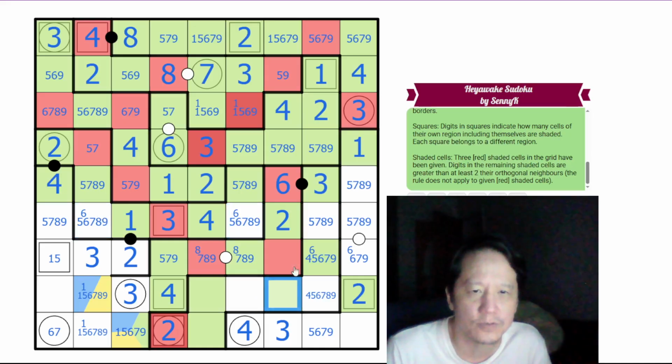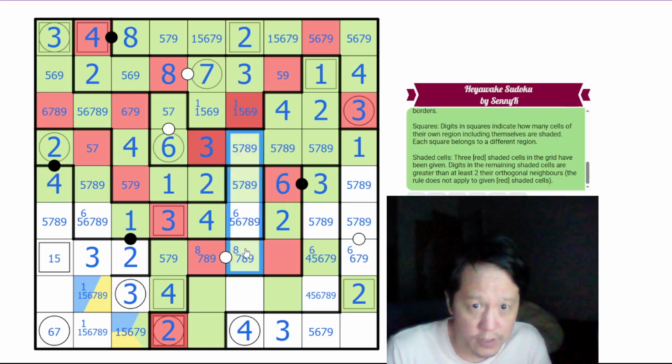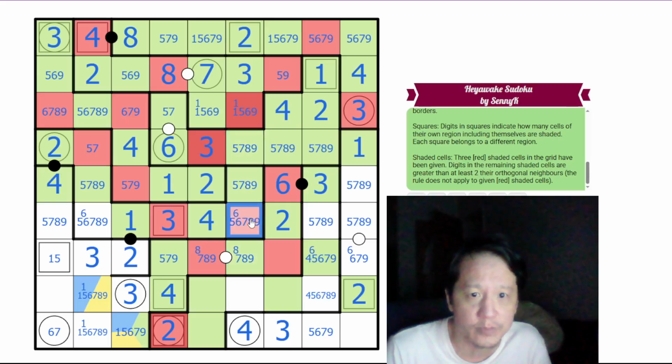We're not sure which. We have 1 across. If this is not red, then this is green, which means this is crossing 2 boundaries, so this has to be red. Green has to orthogonally connect. That means we have 3 shaded in this region, so this is green.